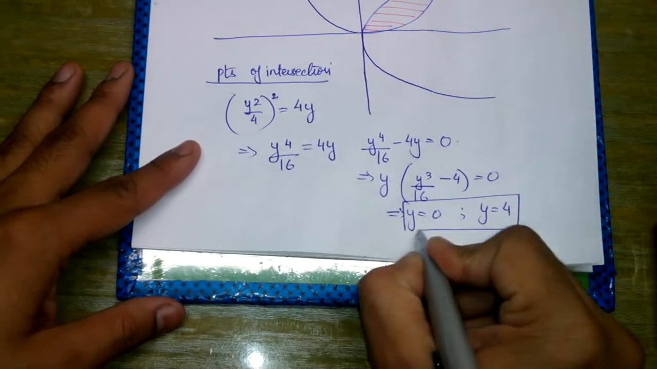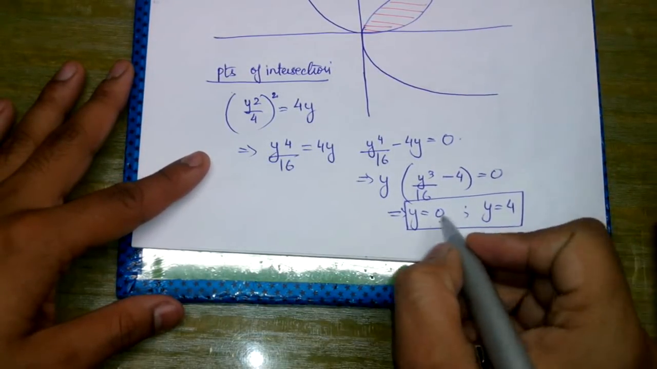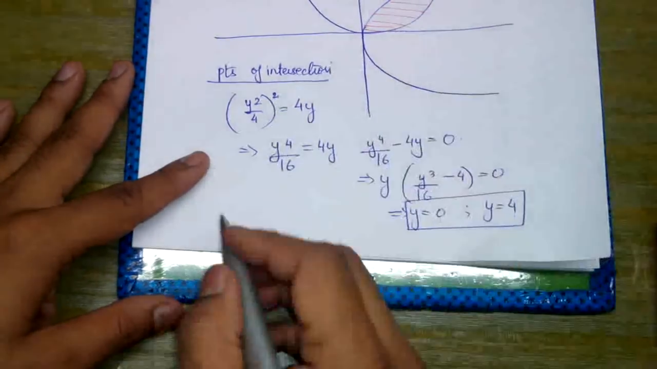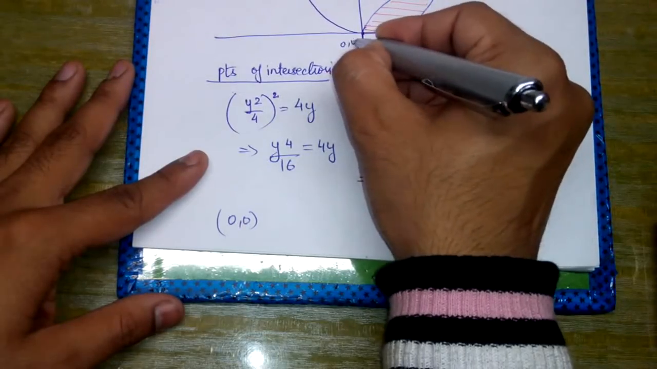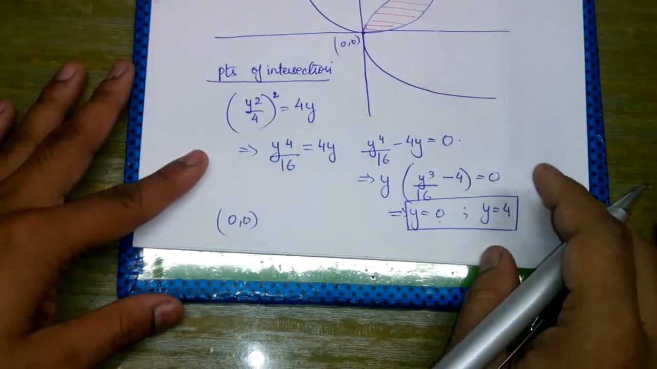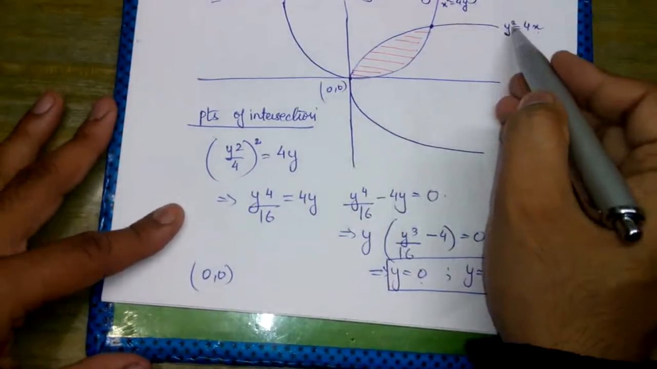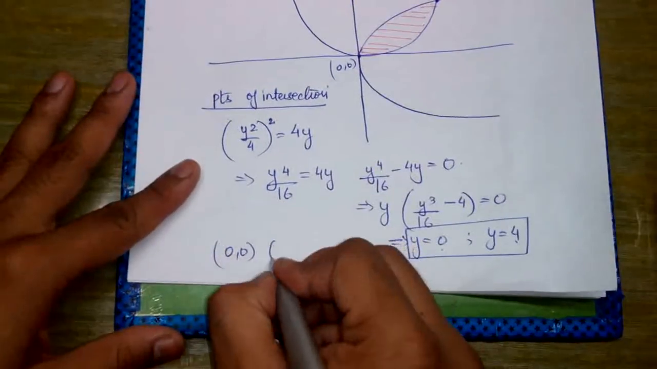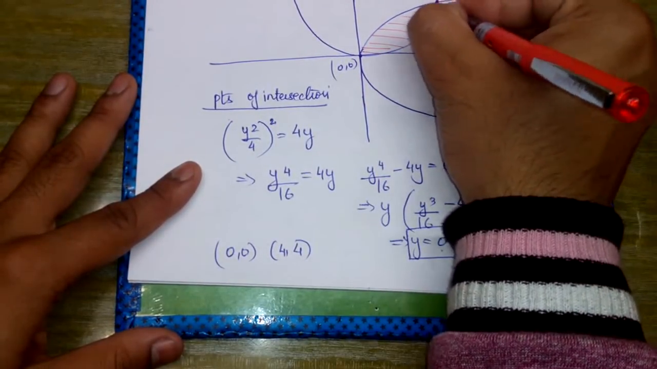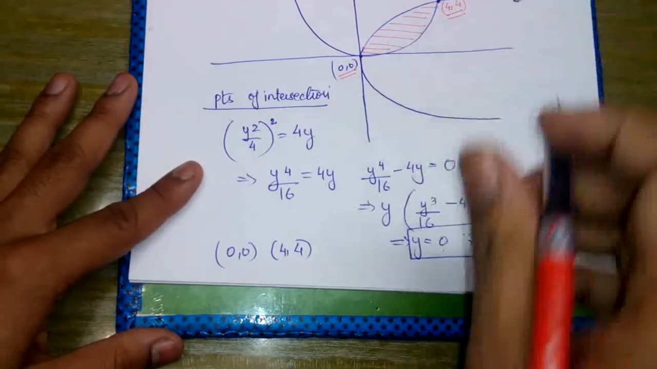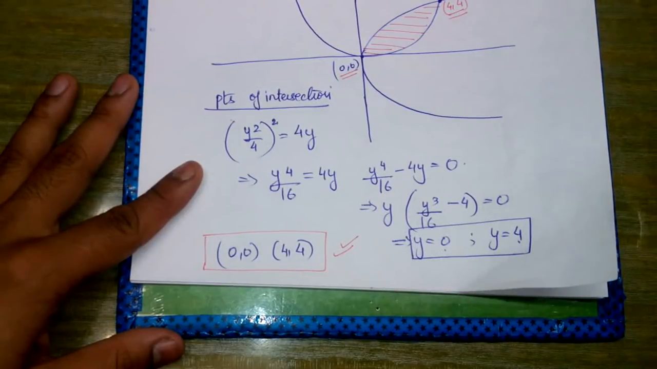So these are the points corresponding to y, and corresponding to y equals 0, the value of x is also going to be 0. So (0, 0) is the first point, that is the origin. And then we have this other point: at y equals 4, if we put it in, then x is also going to be 4. So the coordinates of this point are (4, 4), and the other is (0, 0). So the points of intersection are (0, 0) and (4, 4).